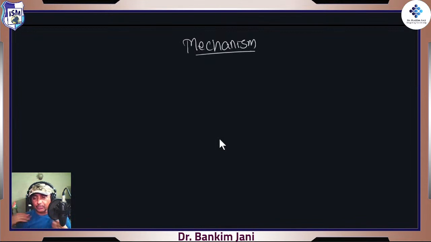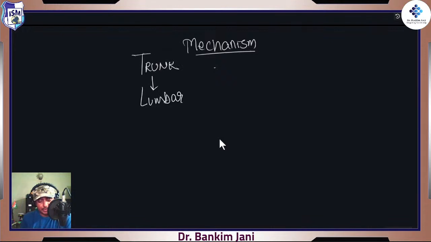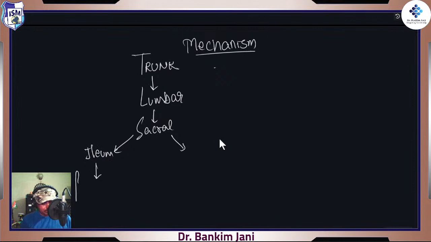So both the clavicles, finally, will be sending the pressure to the trunk. From the trunk, it goes to the lumbar area, from lumbar to sacral, and from sacral it will be given to the ilium and to the lower limb. So that's how the entire path goes.